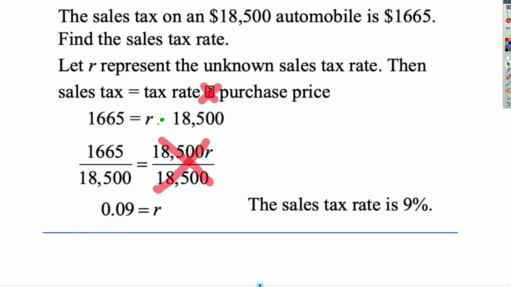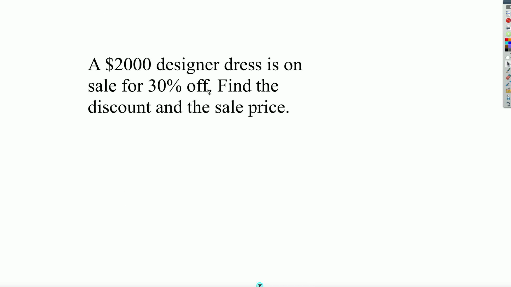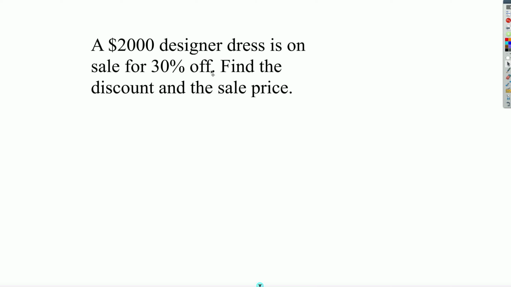We'll do one last problem, and then I encourage you to go ahead and start the homework and get it done as soon as possible. It says a $2,000 designer dress is on sale for 30% off. Find the discount and the sales price. So first I'm going to find the discount. If something is 30% off, well, how much is that off? What I need to figure out is, what is 30% of 2,000?